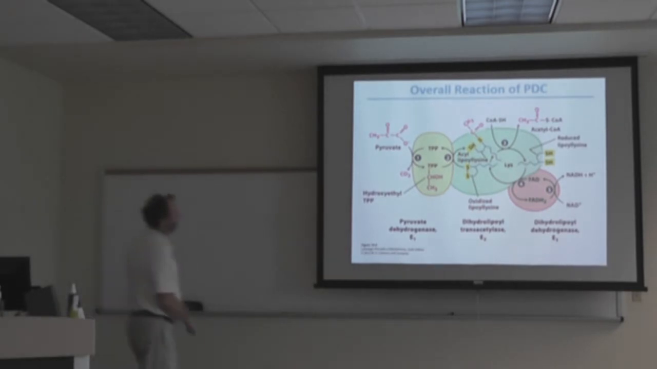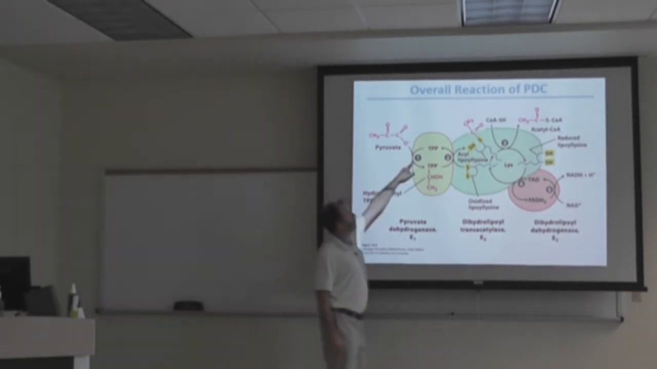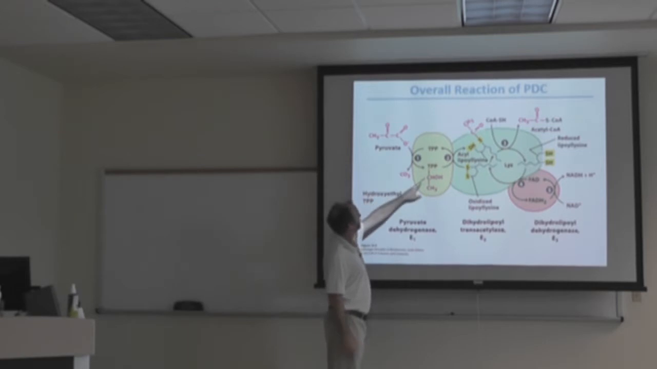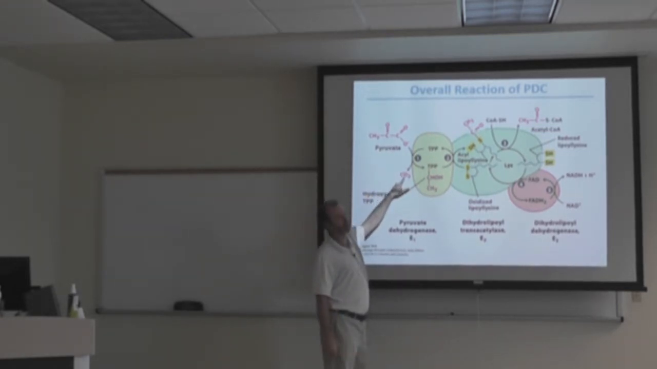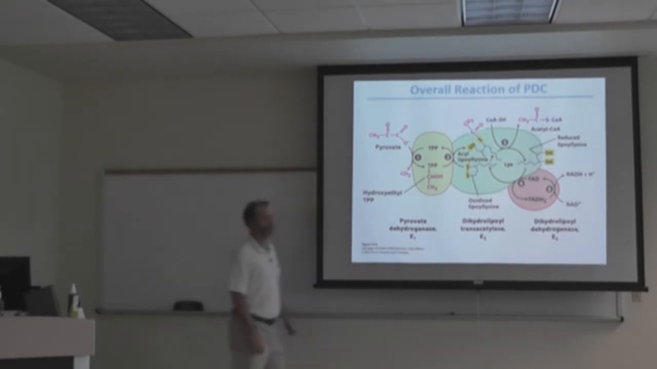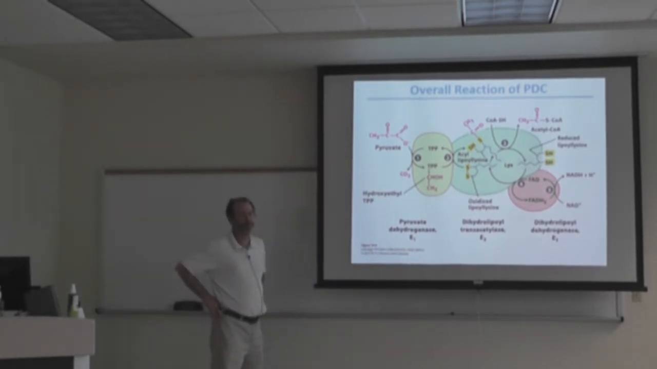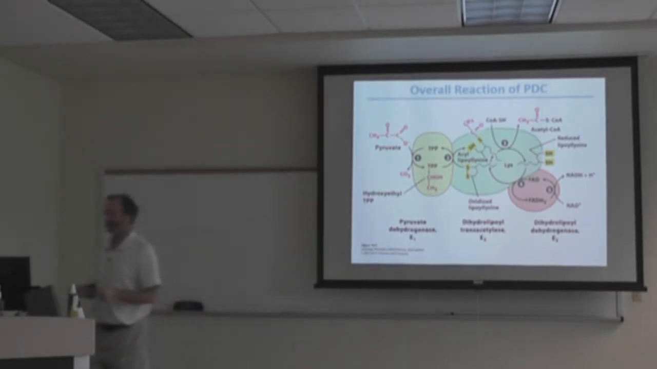So you have pyruvate enters, TPP then picks up the pyruvate, and at the same time it decarboxylates that. So how does it do that? Do you guys know? Anybody? Do you have the mechanisms with you here at all? No? Do you know the structure of TPP? Probably not, right?